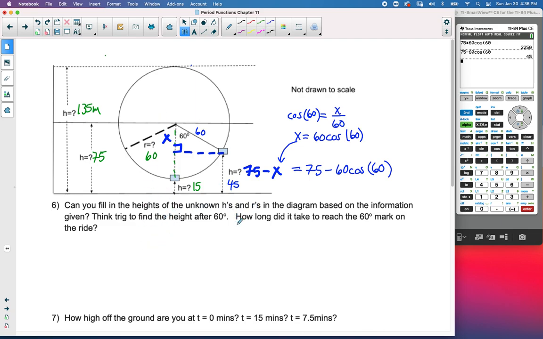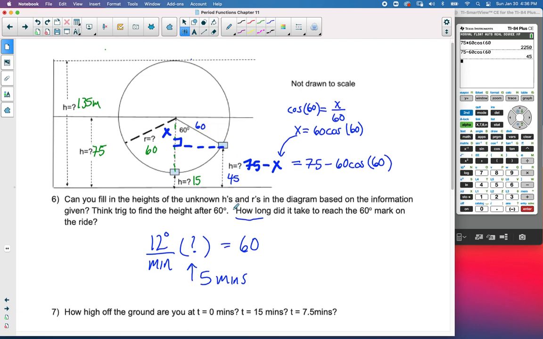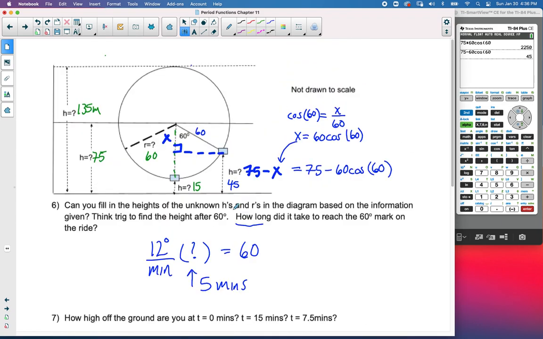The last part here is how long did it take? We know we go 12 degrees per minute, and I went 60 total degrees. So what would I need to multiply 12 by to get to 60? Well, this would be 5 minutes. So it takes me 5 minutes to get to that 45-meter height off the ground. Make sure you understand this before moving on to the next step. Where did we get these heights from?